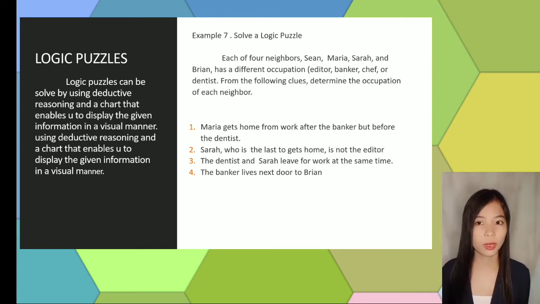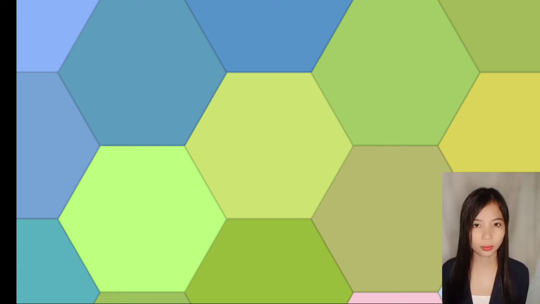Number 1, Maria gets home from work after the banker but before the dentist. Number 2, Sarah, who is last to get home, is not the editor. Number 3, the dentist and Sarah leave for work at the same time. Number 4, the banker lives next door to Brian. Now let's proceed to the solution.